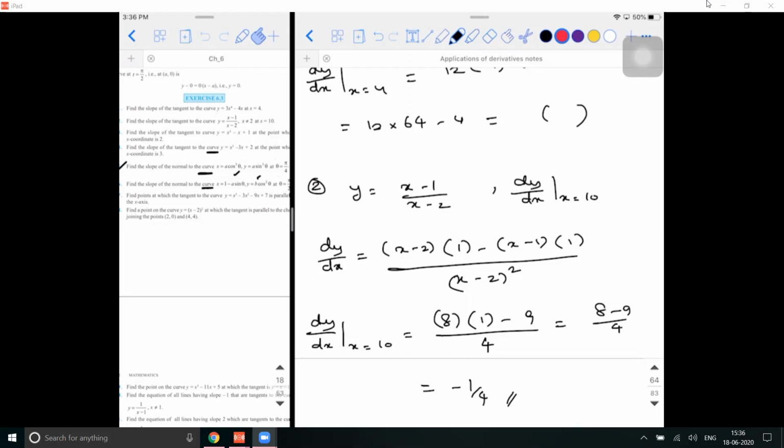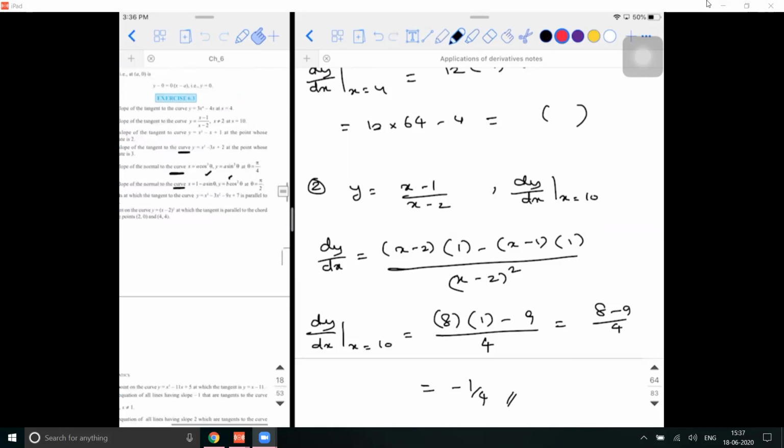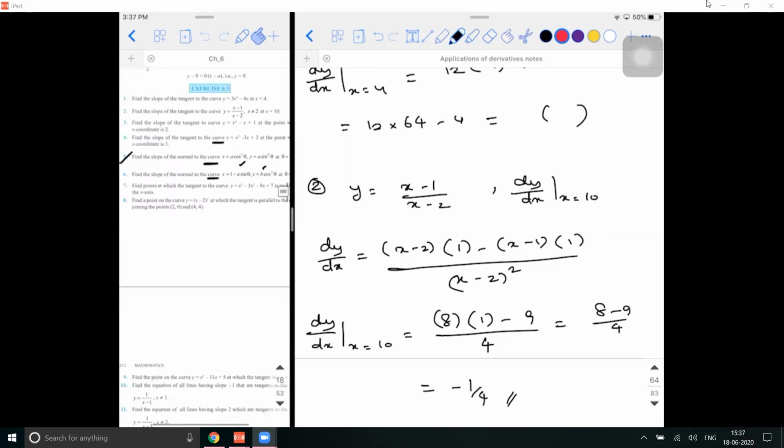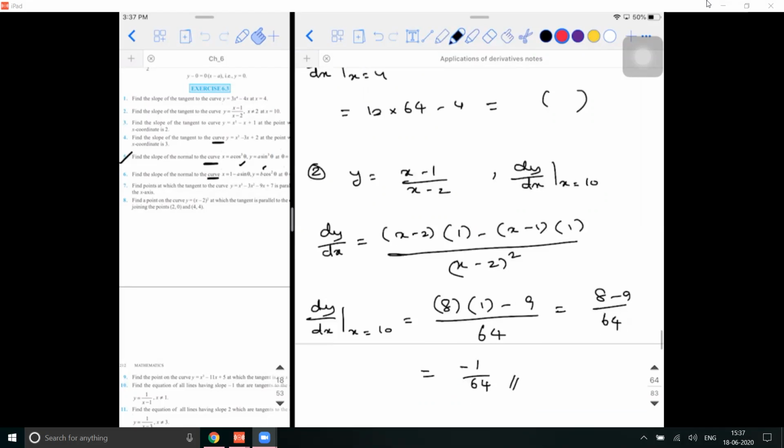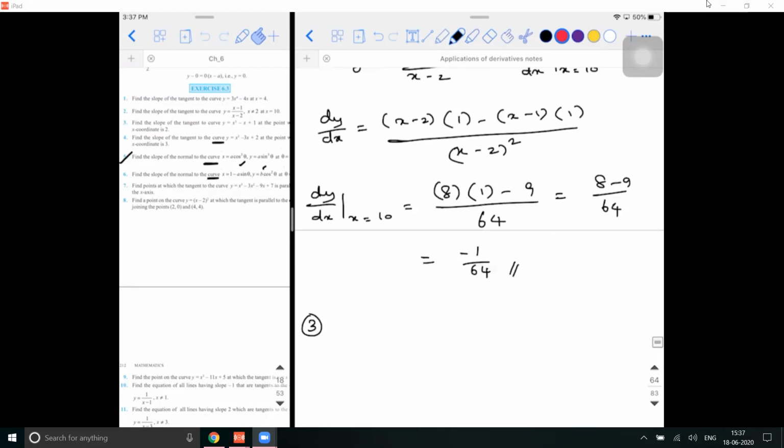So next one I am leaving it to you. So third and the fourth one are similar, you can do it. 10 minus 2 is 8, the whole square is 64, right? So minus 1 by 64. Yes, sir. So minus 1 divided by 64. Next. Third and fourth, you can do it as homework.